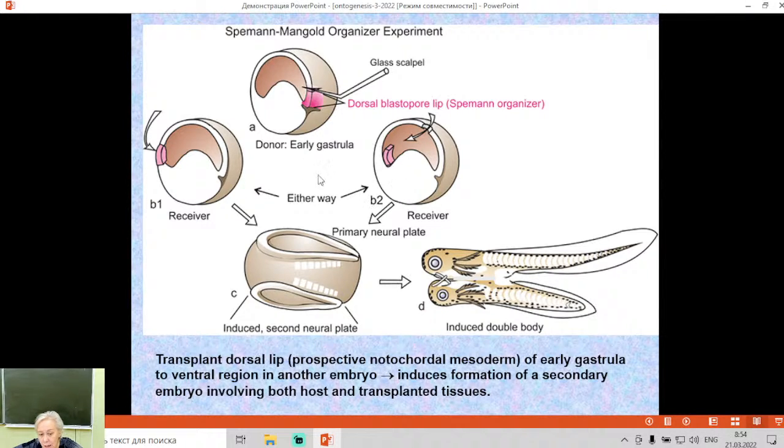So you see that material of this region, the dorsal blastoporal lip, which contains notochordal mesodermal part, and this cell mass influences the ectoderm, and the ectoderm forms a neural tube.